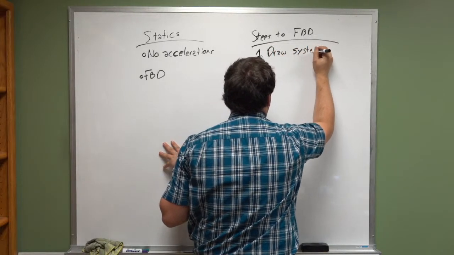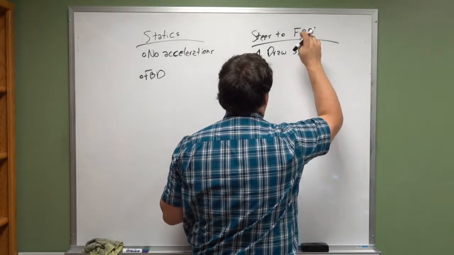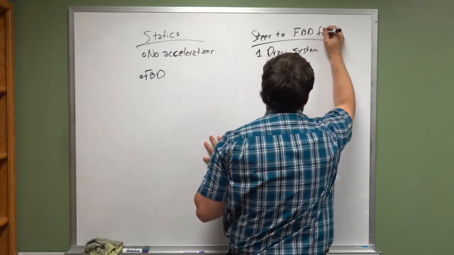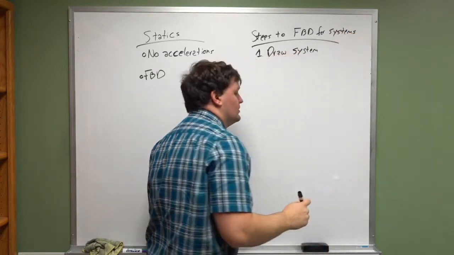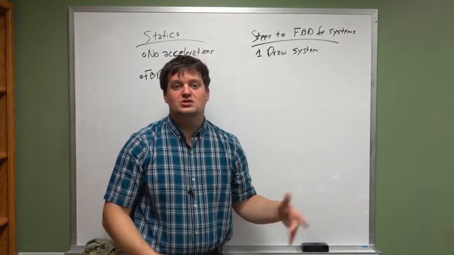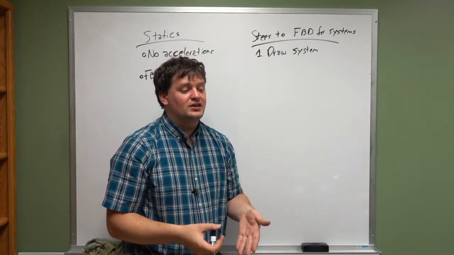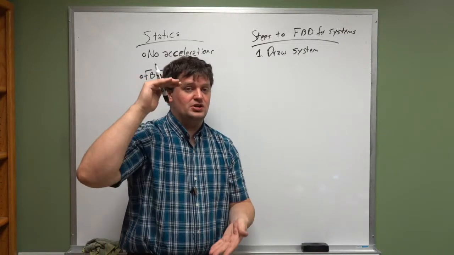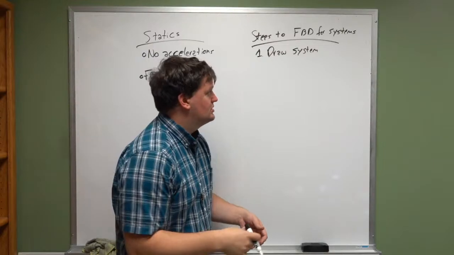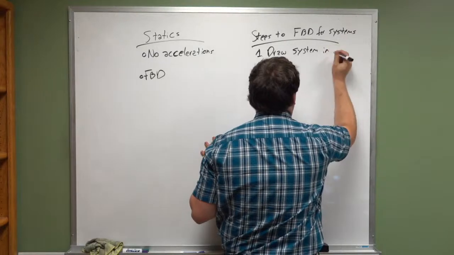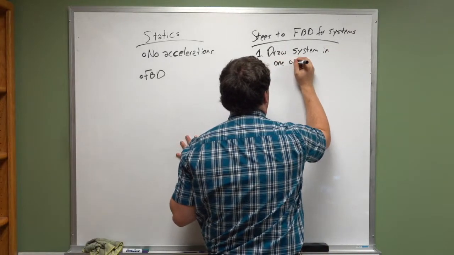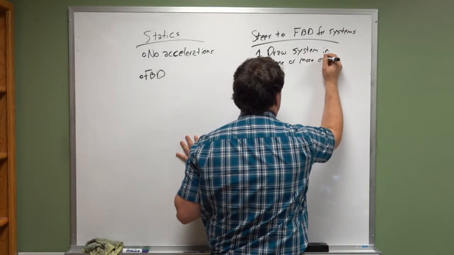System or component. Okay, so let's do a free body diagram for systems. Okay? Systems are a lot easier to deal with. When we talked about our jack last time, we treated it as a system when we did our free body diagram at first. Okay? First step, you draw a system in one or more orientations.